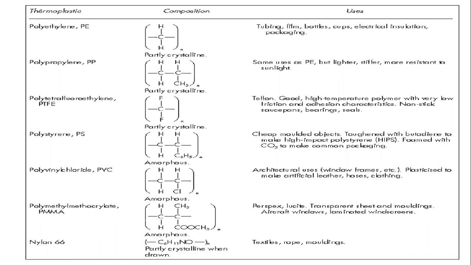Next one is polyvinyl chloride, shortly known as PVC. The structural form of polyvinyl chloride is HCH and HCCl. The uses are architectural uses, that means windows and frames. It is also plasticized to make artificial leather, hoses, and clothing. It is mainly used for clothing purposes, that is the polycotton. You all know about clothing in polycotton.